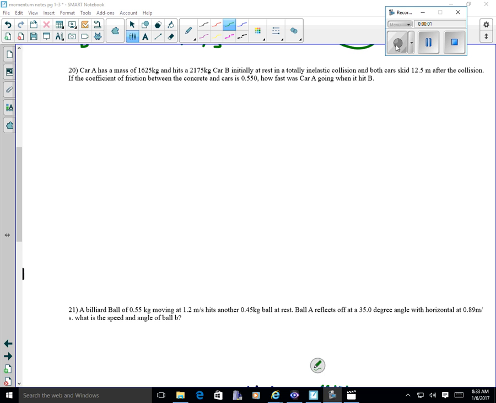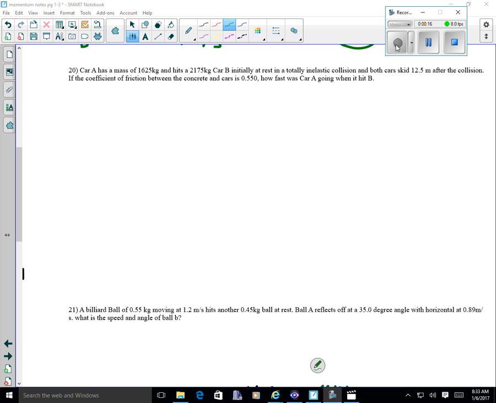We are now doing page 4 of the momentum notes. On page 4, there are 2 problems that are exactly like the ones on the bottom of page 3. I just gave you more room because they're a little bit longer problems. So let's look at number 20.